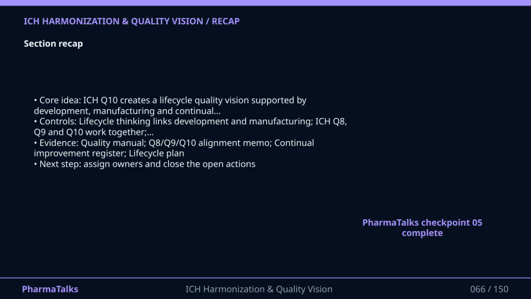Let's recap the key points from this section on ICH harmonization and quality vision. The core idea is that ICH Q10 establishes a comprehensive lifecycle quality vision. This vision is supported through development, manufacturing, and ongoing continual improvement processes. Importantly, lifecycle thinking connects the development and manufacturing stages, ensuring a seamless quality approach throughout. The ICH guidelines Q8, Q9, and Q10 are designed to work together and complement each other in this framework.